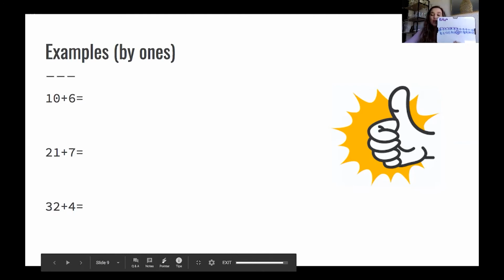Do you guys agree? Give me a thumbs up if you think 10 plus 6 is 16. Thumbs up or thumbs down? I think it's a thumbs up. I agree that 10 plus 6 is indeed 16. So there it is. Awesome. Hopefully that was helpful for you to see. But I know some of these number lines can get a little bit tricky. So we are going to keep on practicing and working on it together.